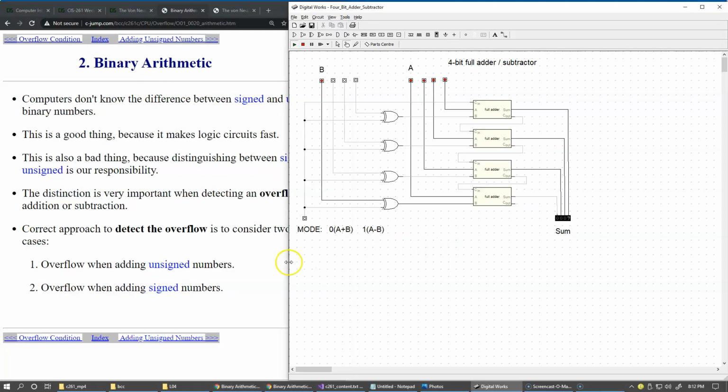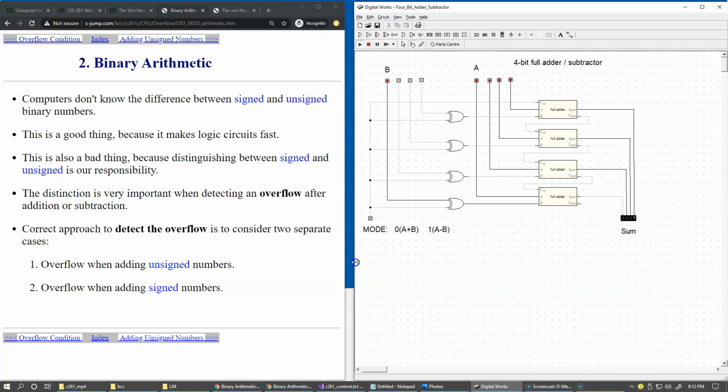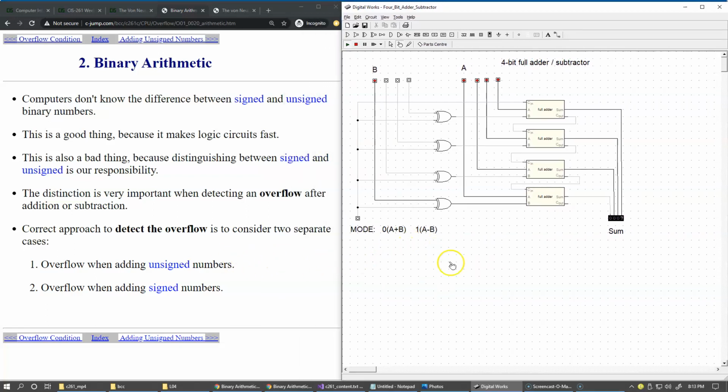Our little lab here indicates, to resize it a little bit to fit, that computers really don't have to know the difference between signed and unsigned binary numbers. You can see that the same circuitry, the same exact full adder, handles perfectly both signed two's complement and unsigned numbers. So it really becomes a programmer's responsibility to recognize conditions which could indicate overflow when using unsigned numbers, only positive numbers, and another condition where we are dealing with two's complement or signed numbers.